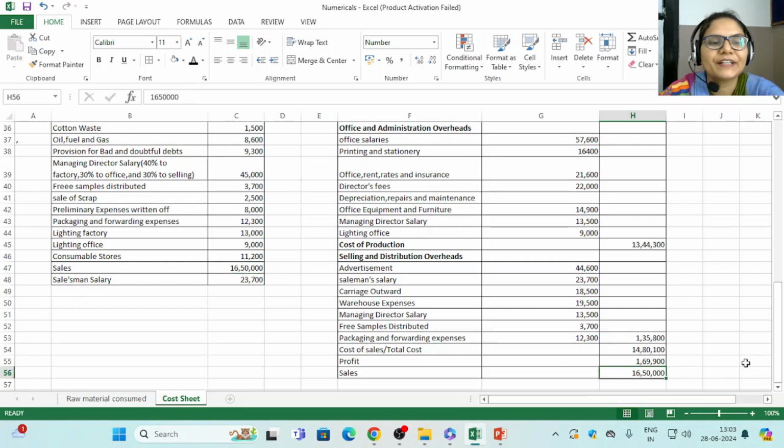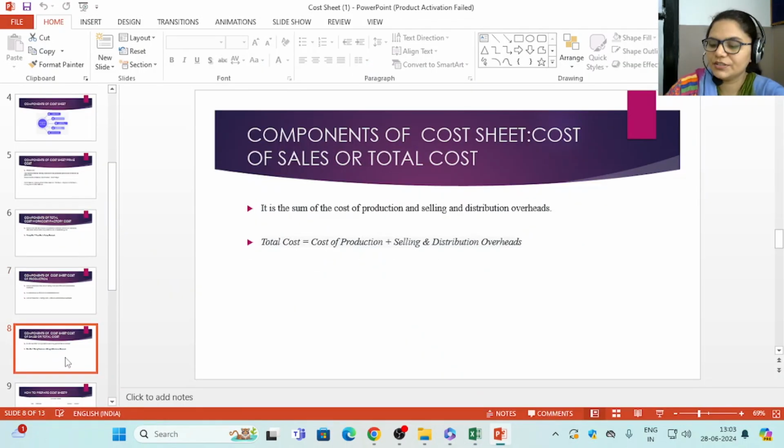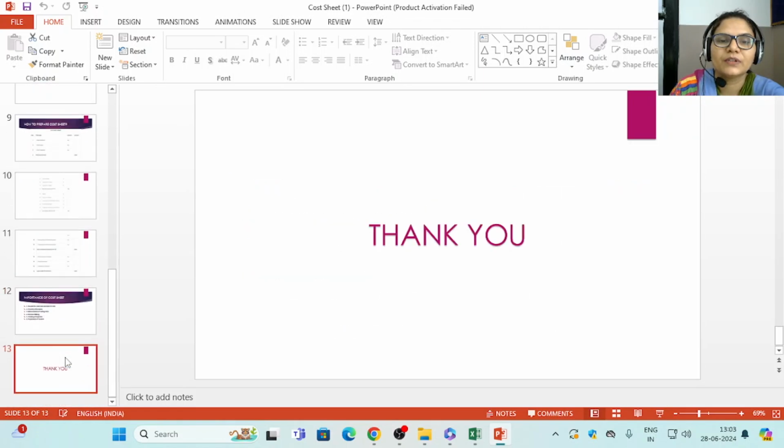Here also we have rectified the value, as a wrong value had been mentioned by mistake. Sales is 16,50,000. Then we will deduct the total cost value from sales and we will arrive at a profit value, that is 1,69,900.